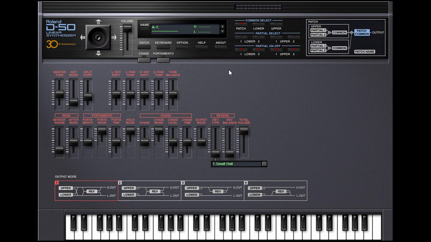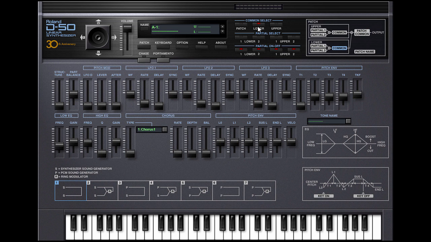Now let's go to the command, select lower or upper one. Let's choose the lower one. This is the same as the upper one. So first off, we have the structure. This is the designation of these algorithms that you can see below. We can choose them with this slider.